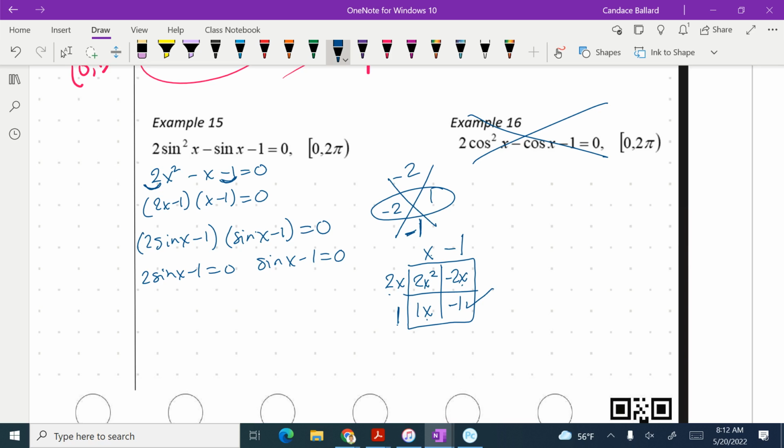What am I going to do with this one? Bring it to the other side by adding it. Probably going too fast, sorry. I'll let you catch up.